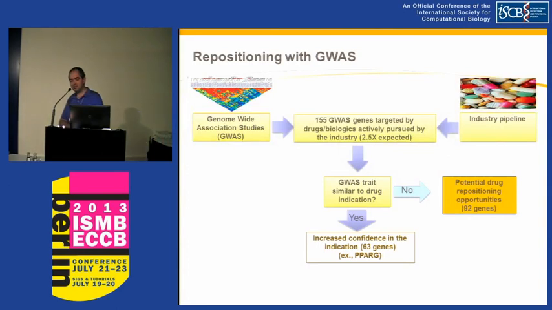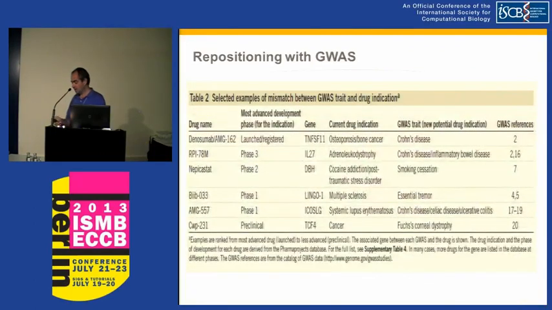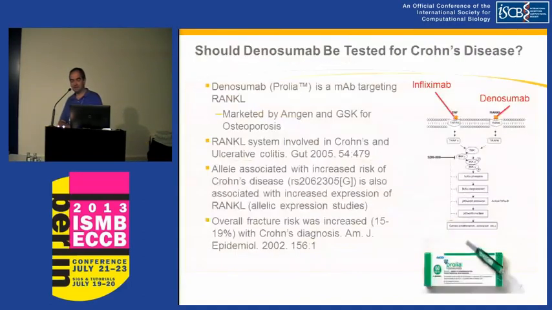Now, what was more interesting to us, in a way, was the drug repositioning opportunities when the trait was different from the disease indication. And here is a list that gives you some examples, again from different phases of the pipeline. You can see that there's a current drug indication, and the GWAS trait is quite different. So maybe those are opportunities for drug repositioning. I'm just going to focus on the first one here, which is Denosumab, where the drug indication is OA and bone cancer, and the GWAS trait was Crohn's disease.